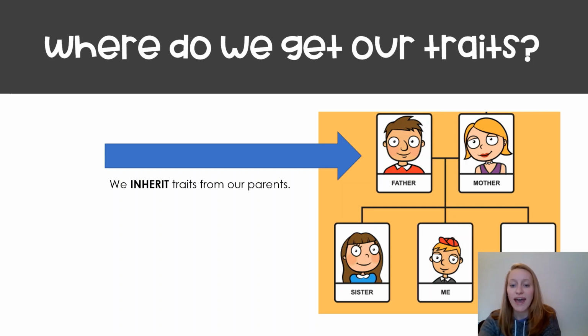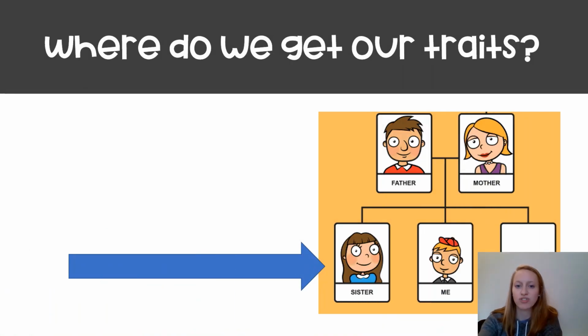We can look at what traits the children inherited from their parents. Let's look at this picture of a family. I can see the parents and three children. Let's look at the sister. There's a blue arrow pointing at her. She has the trait of brown hair.